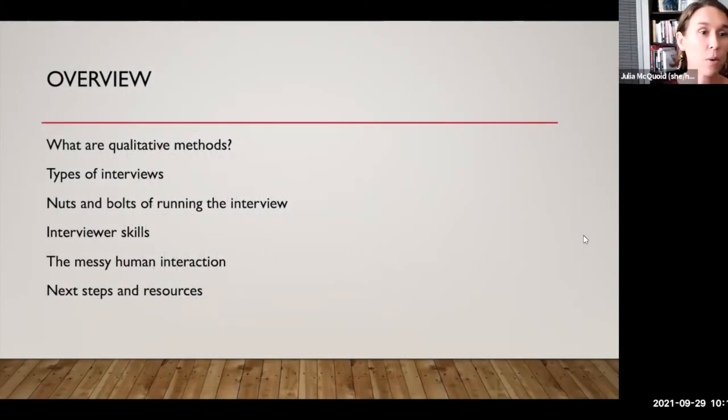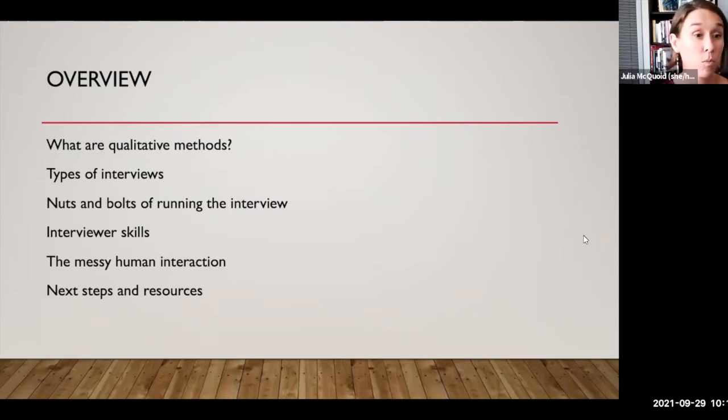Please jump in. So we'll start with qualitative methods. What are they? We'll briefly cover different kinds of interviews. Today we'll be focusing on semi-structured interviews in particular. Then we'll go over the nuts and bolts of running the interview, some of the basics that you really need to have under your belt so that you don't get tripped up.